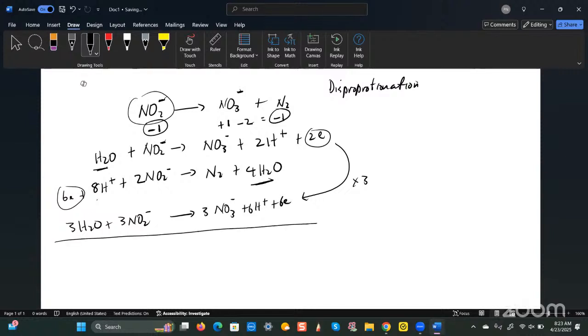And then what do we do next? We add up both equations. Of course, we cancel out those common items on both sides. The electrons would have to go.